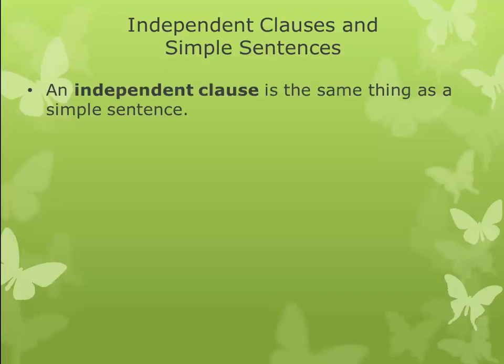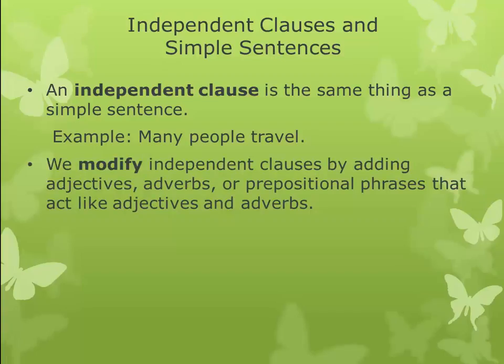So independent clauses and simple sentences are the same thing, and that's really all you need to remember. It doesn't matter the terminology, we're talking about the same thing. And if I ask you to give me the definition of an independent clause, that's all you have to give me. An independent clause is a simple sentence. So in this case, many people travel is both a simple sentence and an independent clause. We modify independent clauses by adding adjectives, adverbs, or prepositional phrases, as we saw in the last lesson, that act like adjectives and adverbs.